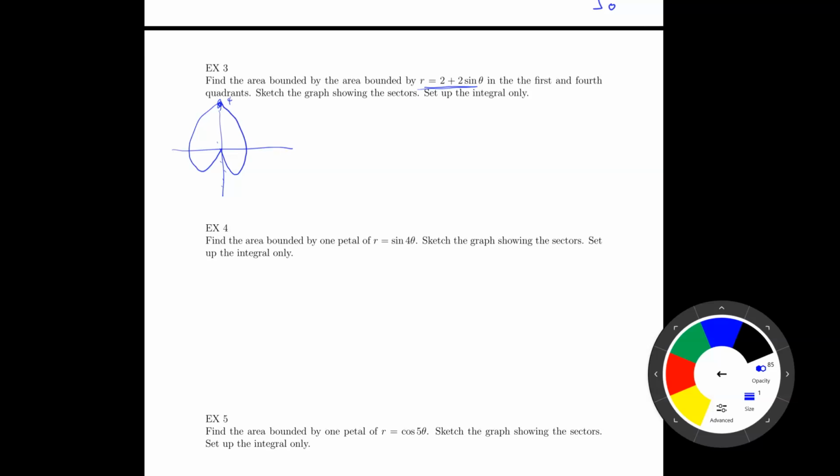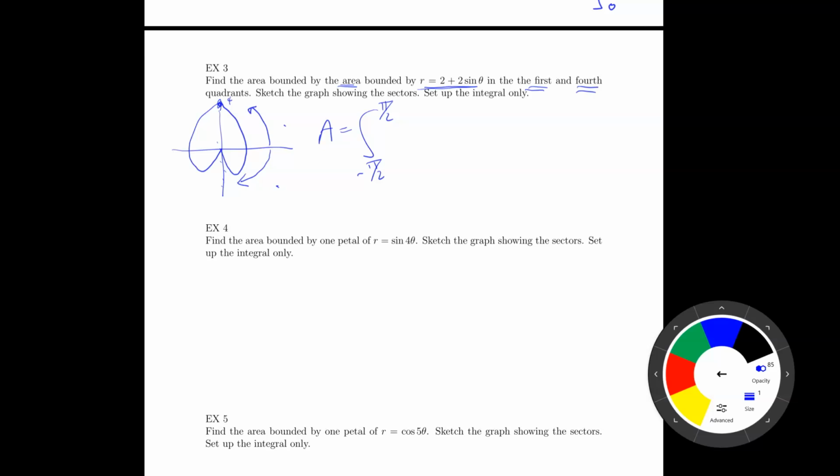So I want to find the area bounded by the first and the fourth quadrants. So that's here and here. That means I want to go from negative pi over 2 to pi over 2. So the area bounded is the integral from negative pi over 2 to pi over 2.